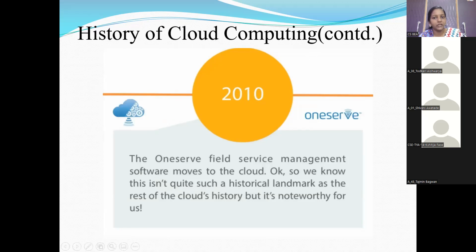And then in 2010, the OneServe field service management software moved to the cloud. We know this is not quite such a historical landmark as the rest of the cloud's history, but it is noteworthy for us. So in 2010, OneServe brought different new functionalities. So this is all about the history of cloud computing.